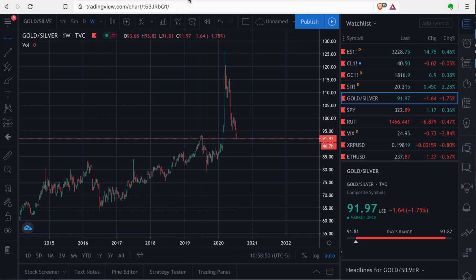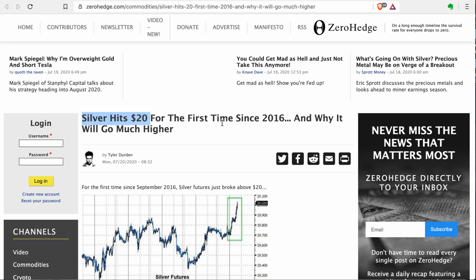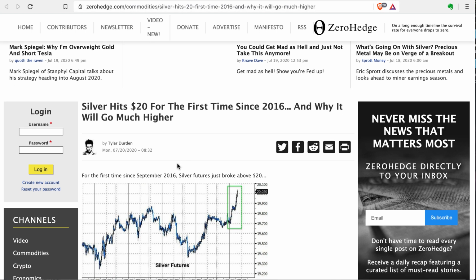Another interesting thing that you should look at is a little bit of news. Silver hits 20 for the first time since 2016. Why it will go much higher. So just do your reading. It's a Zero Hedge article. Very, very interesting. They also talk about ratios.